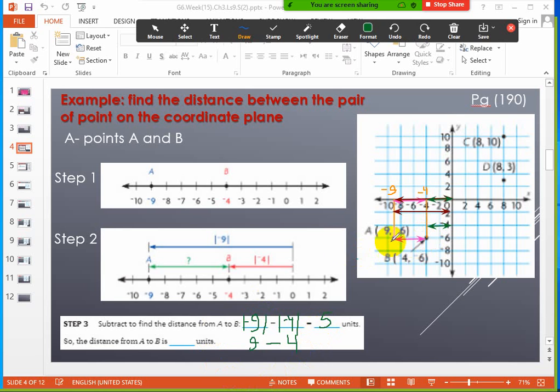And you can here count it. Look, this is the x here and this is the x here. Look, here also, this is the x and this is the x. Count the units. 1, 2, 3, 4, 5. I have 5 units. This is the answer that I have it already.